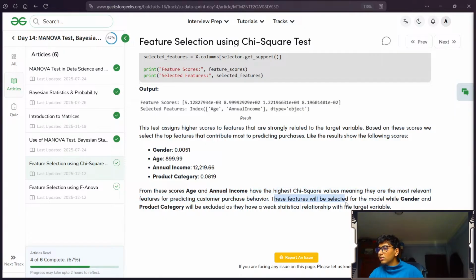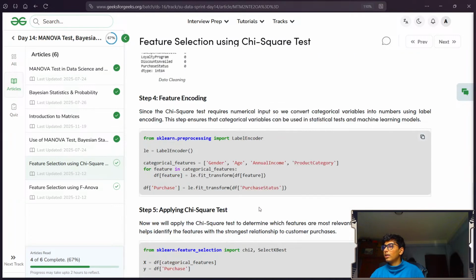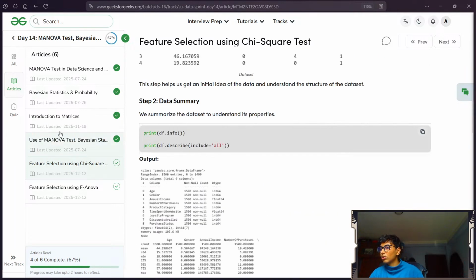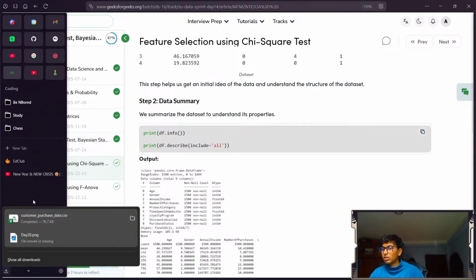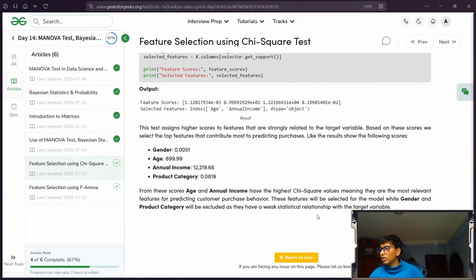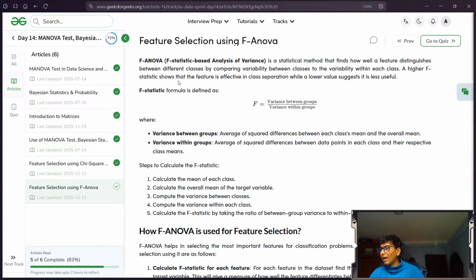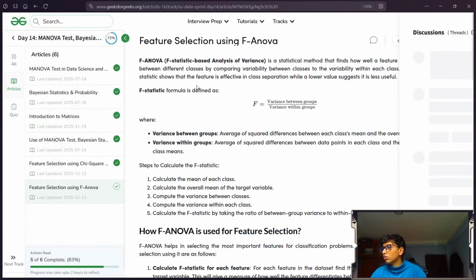Okay, these features will be selected for the model, while gender and product category will be excluded as they have a weak statistical relationship with the target variable. And I'll be doing this; I'll just copy and paste it, and based on the results given to me, I'll do it. Let's move to F-ANOVA. Feature selection using F-ANOVA.